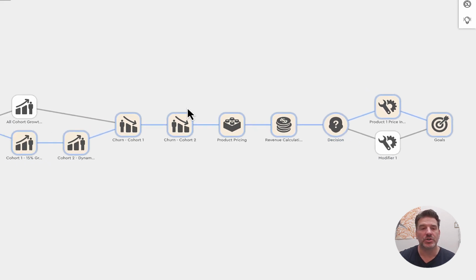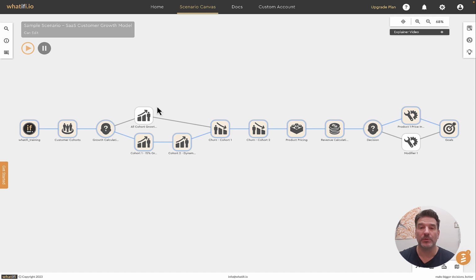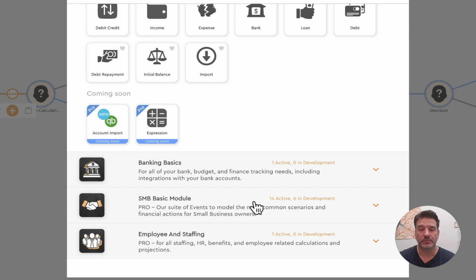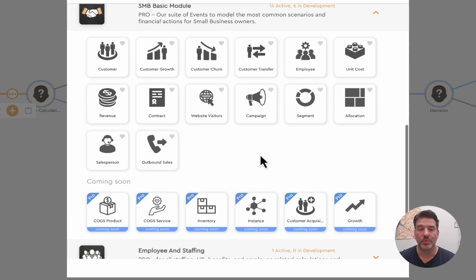We're able to tell this story by connecting together these pre-built business logic events. These events include things like income, expenses, debits, credits, loans, things like that, QuickBooks integration. We also have a whole suite of generative events like customers and growth and churn, campaigns, segments, outbound sales. This list is growing month by month.